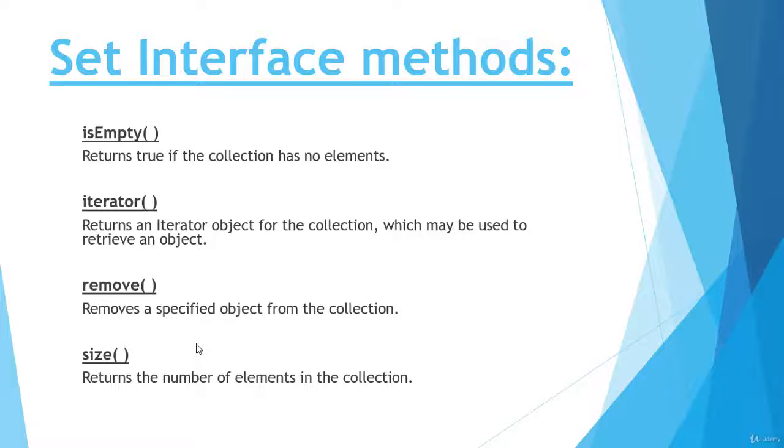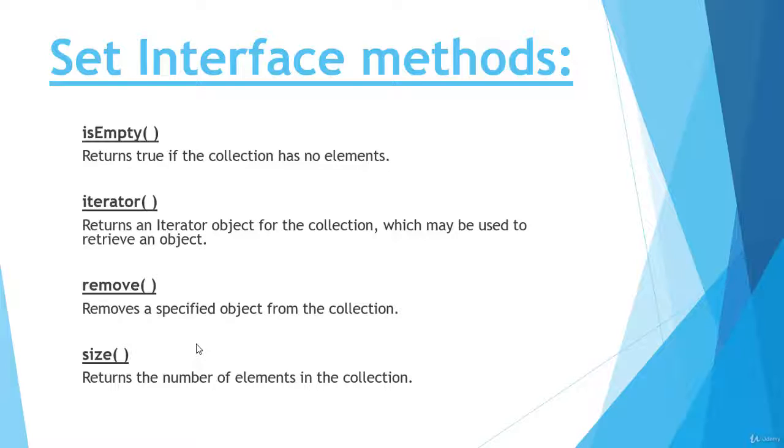After that, we have the isEmpty method. This method returns true if the collection has no element. For example, if you want to check whether this collection contains elements or not, we will use this isEmpty method that will return true if there is nothing in this collection, and if there are some elements in the set, we will get false.